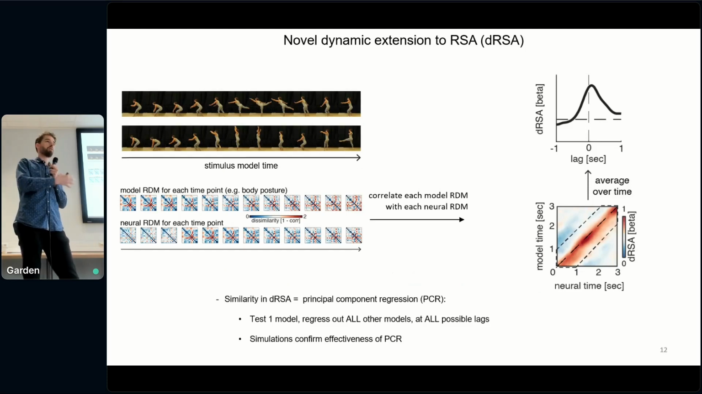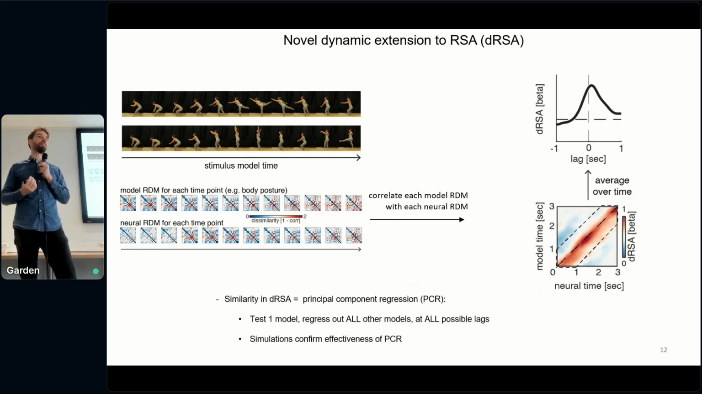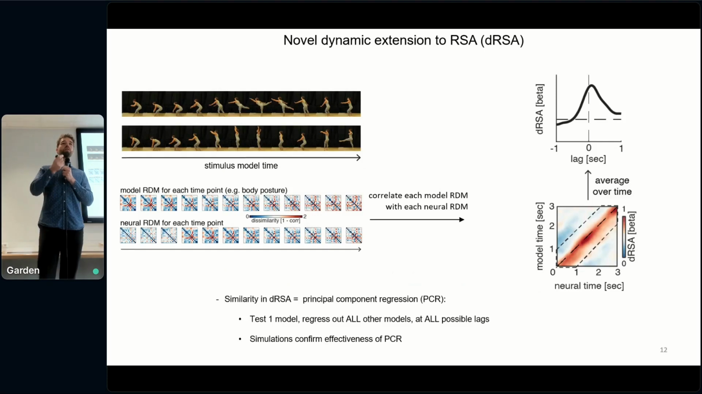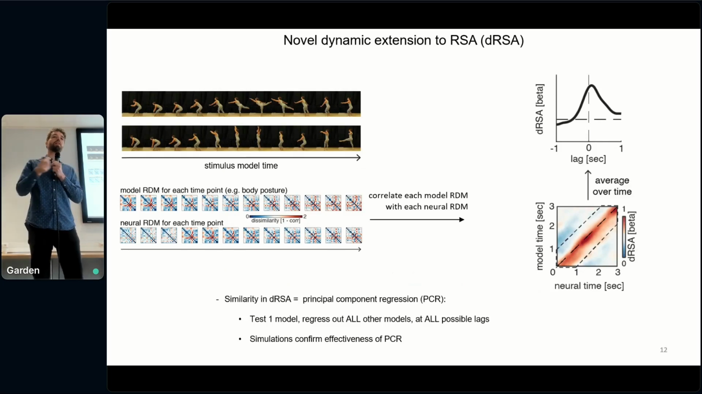In this case, we used principal component regression. Maybe I should use independent component regression. Well, anyway, this worked well. So we tried it with simulated data, until we were happy with what we wanted, because what we wanted was specifically to test one model. So which variance in the neural RDM is explained by one specific model and not by any of the other models. So that's what we used the regression approach for.